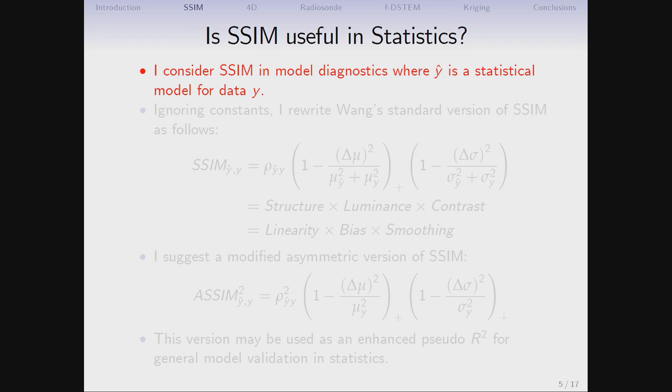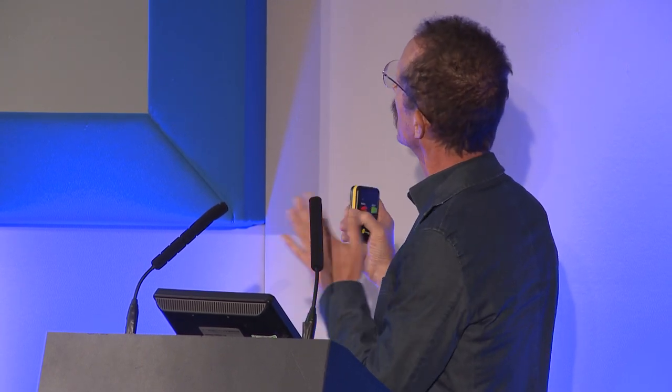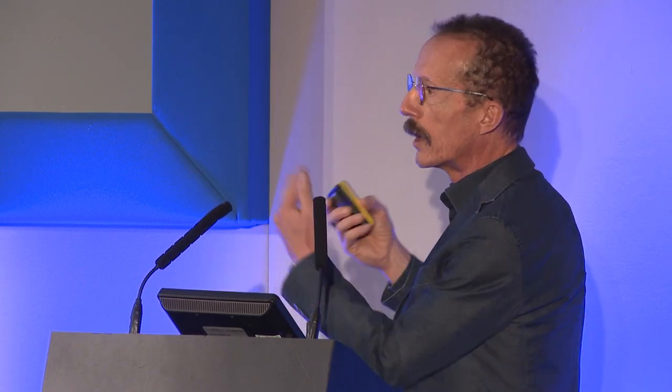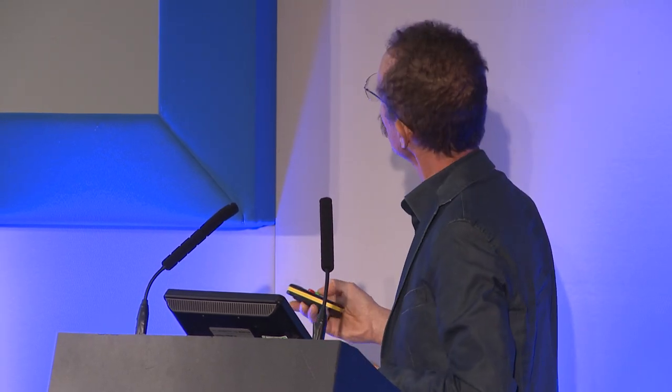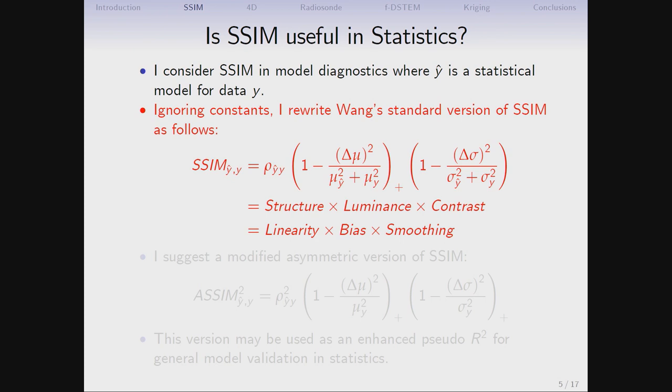So going with the first issue, the similarity index, I consider it in a special context. The two variables, the two images, the two signals are a little bit special. We have data Y and the statistical model Y hat for Y. For example, Y is an image, Y hat is a Kriging estimator. So we can rewrite the formula that Stefano showed before in this way. We have three components. The first is the correlation coefficient. Then we have a standardized squared bias, where delta mu is the difference between the averages. And the third component is related to the variation of the standard deviation, where delta sigma is the difference in standard deviations.